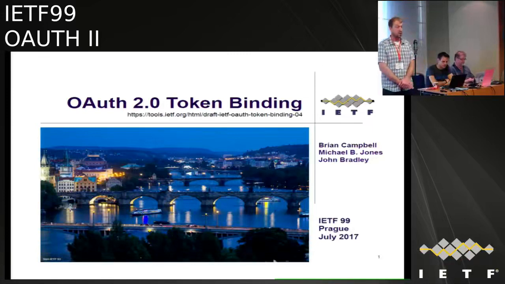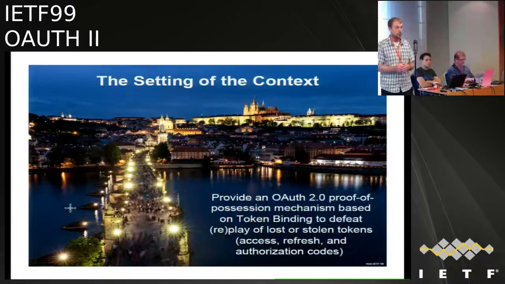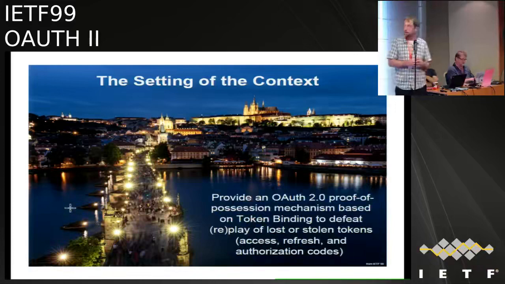So try to set a little context here without getting too deep into it. This draft is intended to provide an OAuth 2 proof of possession mechanism. We talked a lot about the value of proof of possession on Monday, I believe it was, in terms of what that can bring you in terms of preventing issues with lost or stolen access tokens. So this is one mechanism to provide that proof of possession and defeat replay, or inadvertent play by the wrong party, of lost or stolen tokens in the OAuth context. And that includes access tokens, refresh tokens, and authorization codes.